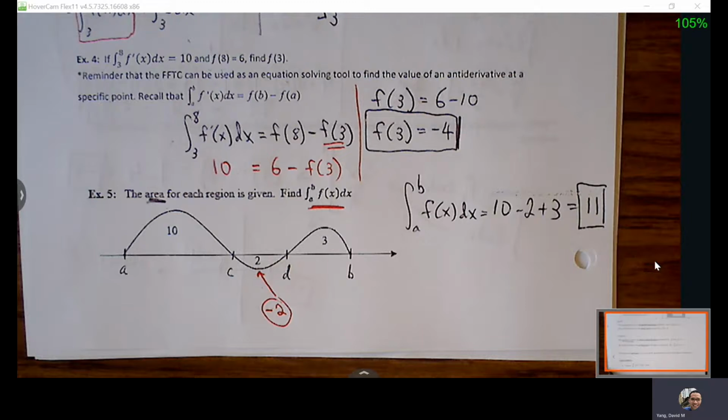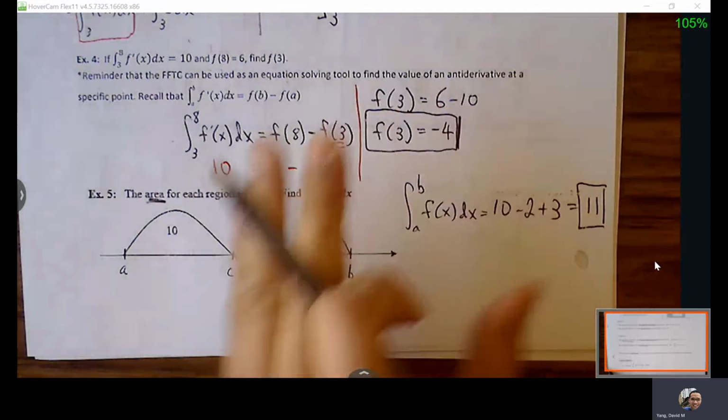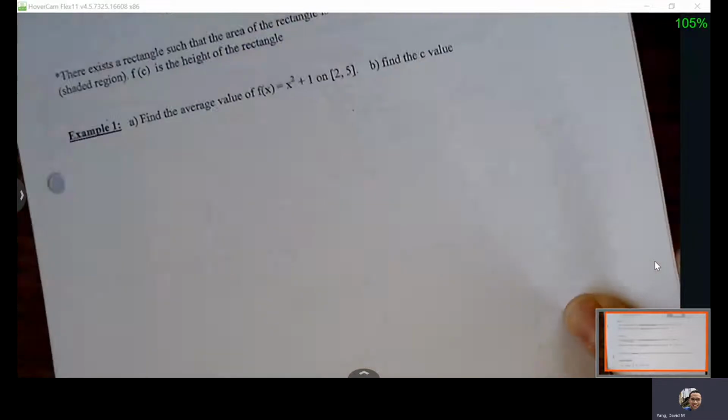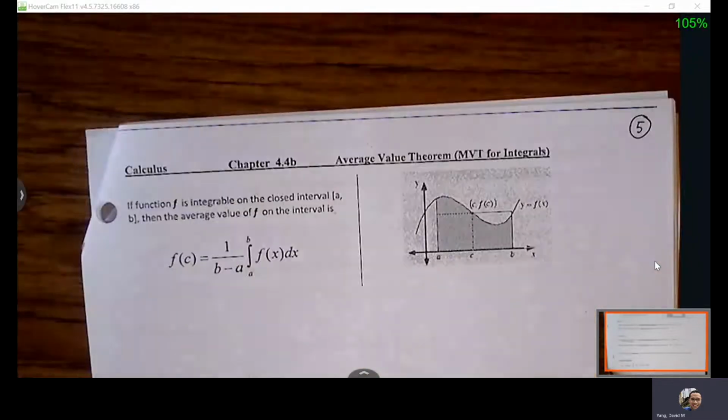I want to see if we can just get started with page 5. We won't get very far, but you guys can go to page 5. Okay, let me just introduce this topic here. Okay, good.